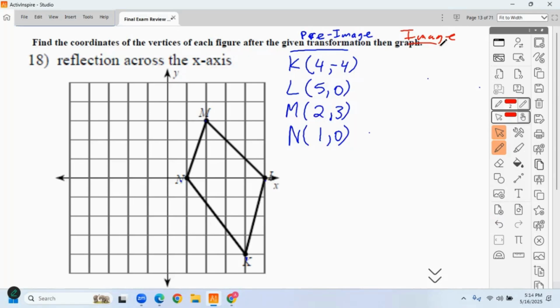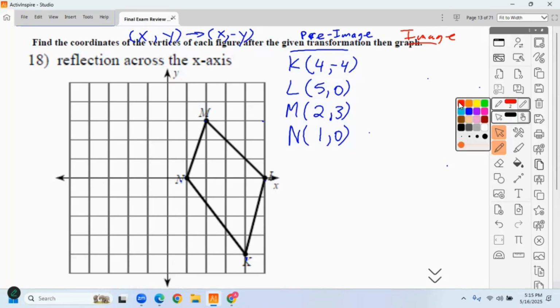Reflection across the x-axis. All right, let's show you the rule here. What's going to happen? The x values are going to be like this. Then the x's stay the same, but the y's change to the opposite of that. So let's show you what we got here.